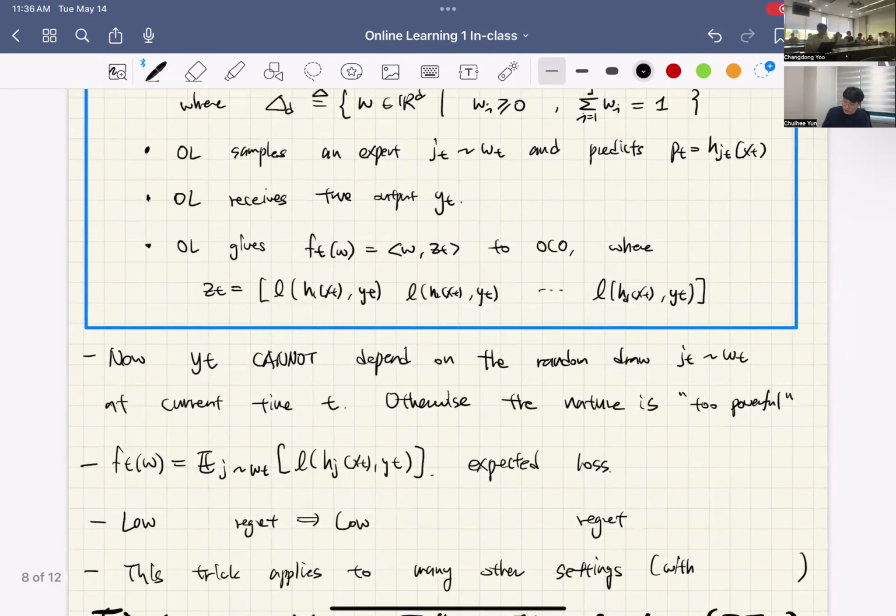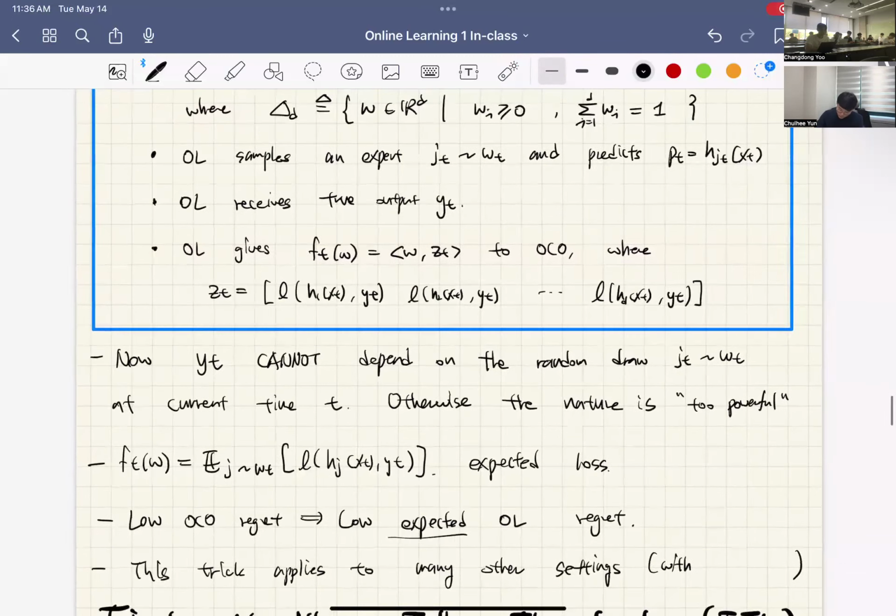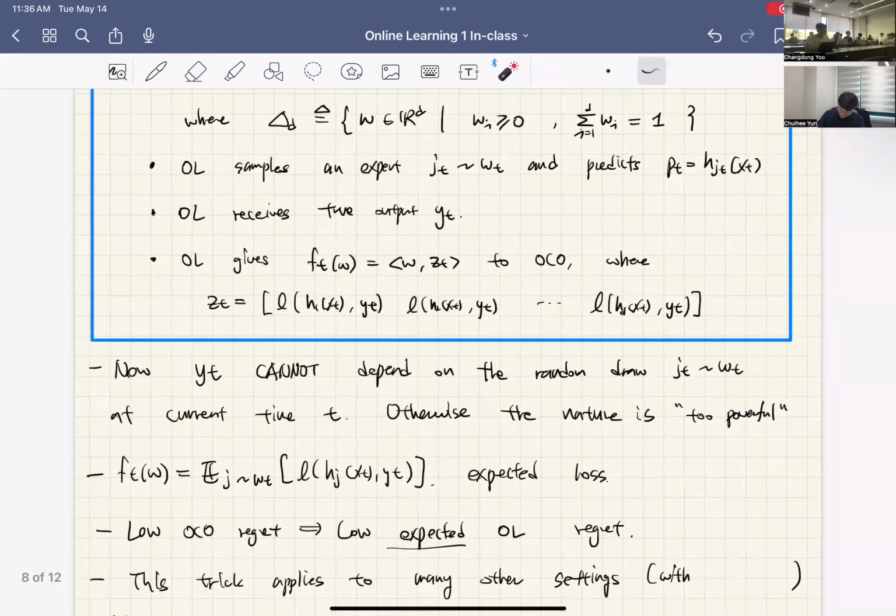And we can also see that achieving this low OCO regret will actually lead to low expected online learning regret. So by randomizing, we're not actually guaranteed to achieve low online learning regret every time, but if you care about the expected regret, then the expected value of the online learning regret will be low, provided that our OCO algorithm is good enough.